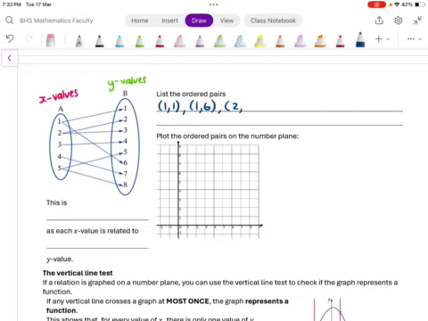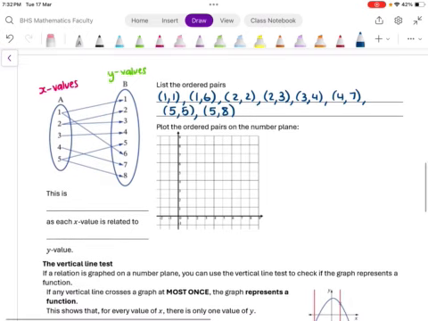Then we have (2, 2), then (2, 3), then (3, 4), then (4, 7), and then we have (5, 5). Whoa, what happened there? (5, 5). And lastly, we have (5, 8).